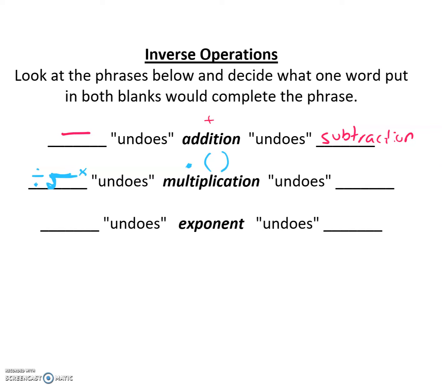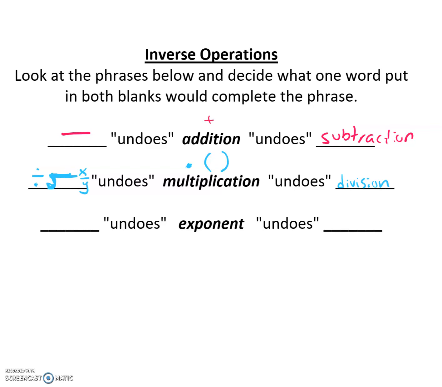All right. What's the last one that we could use? The last one we can use is a fraction. A fraction is another way of writing division. Okay. So division undoes multiplication and multiplication undoes division. All right. Here's where it starts to get a little bit tricky.